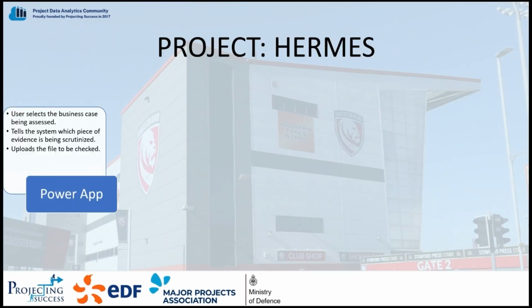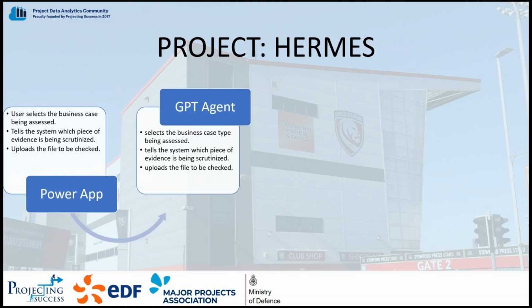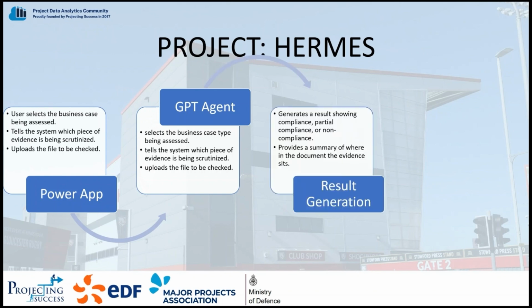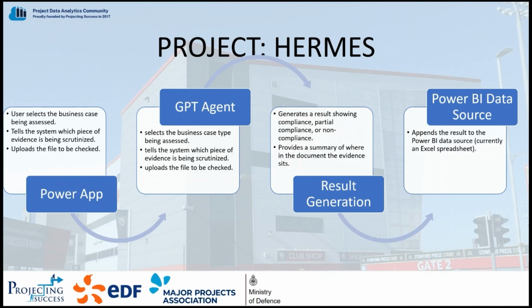Our Power App allows the user to select the business case type being assessed and which piece of evidence is being scrutinized, and then upload the file into our ChatGPT agent. The agent then selects the criteria based on the business case type being assessed and which piece of evidence is being scrutinized. It then checks the file and outputs a result that shows that the evidence complies, partially complies, or does not comply with the criteria. It then provides a summary of the evidence showing where in the document the evidence sits and outputs to our Power BI data source.